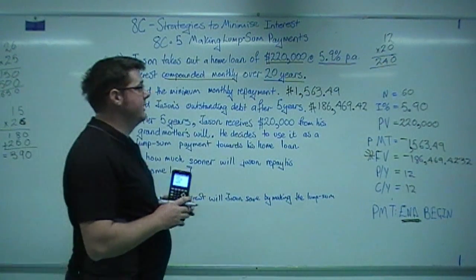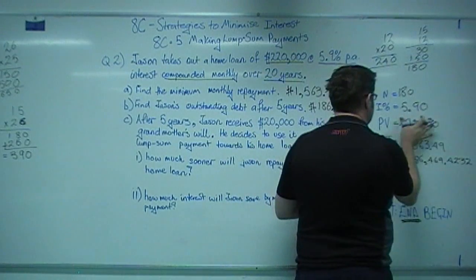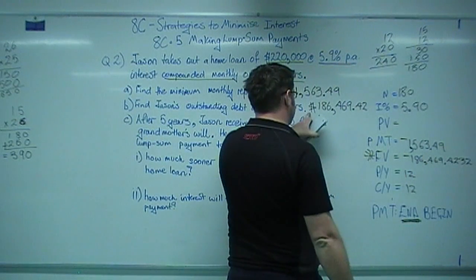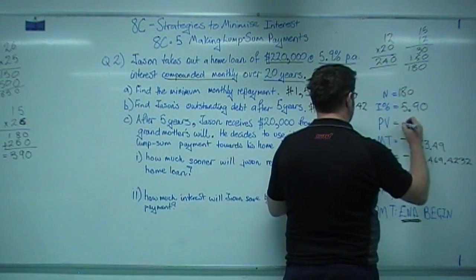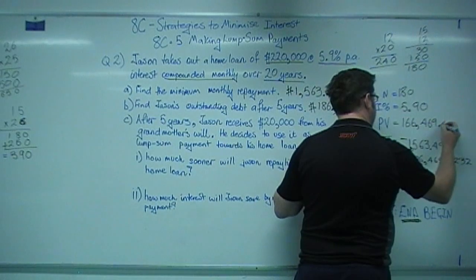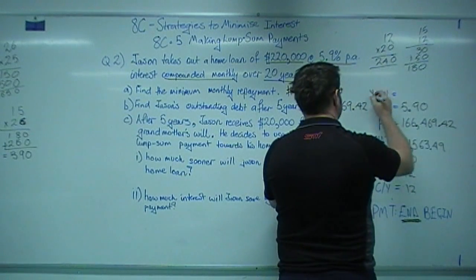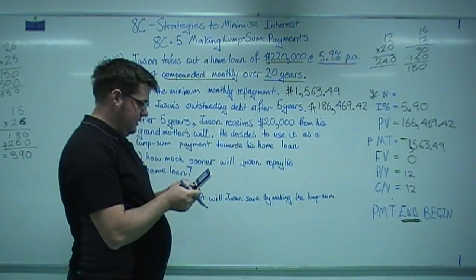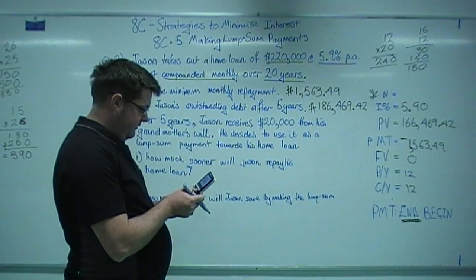Alright, so what we're doing now, interest rate remains the same. The present value, we'll need to take this value here that we've used, but deduct the $20,000 he's getting from his grandmother. So that will be 166,469.42. Future value of the loan would be 0. Actually, we're going to solve for the number of terms remaining. So we leave our payment in as it was.